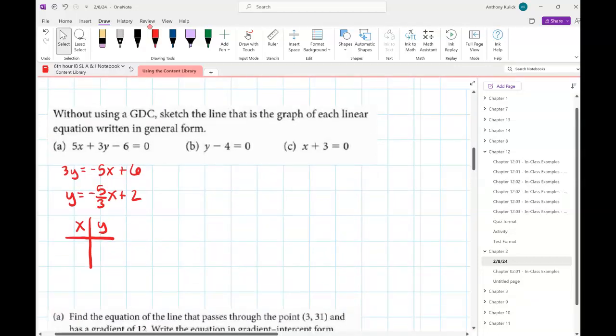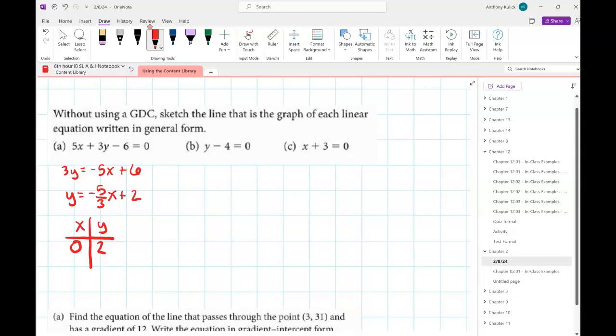What's a good x to pick here? I would not pick 1. You could, it would be fine, but let's not. What's wrong with picking 1? You're gonna end up with a fraction, right? My goal really in doing this is I'd like to do it in a way that I don't have to deal with any fractions if I don't have to. What's the best x to pick almost no matter what? 0. When I plug 0 in for x, what does y have to be? 2, right? Because just negative 5/3 times 0 is just 0, and you're left with 2.